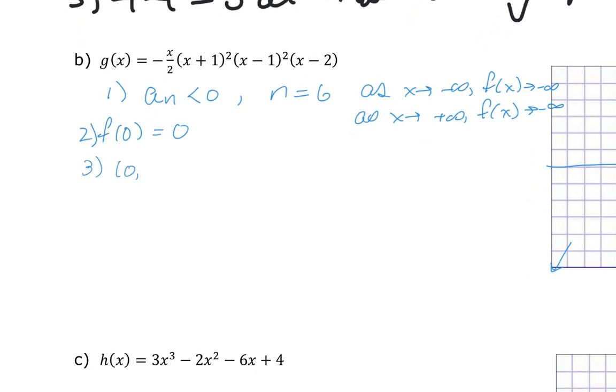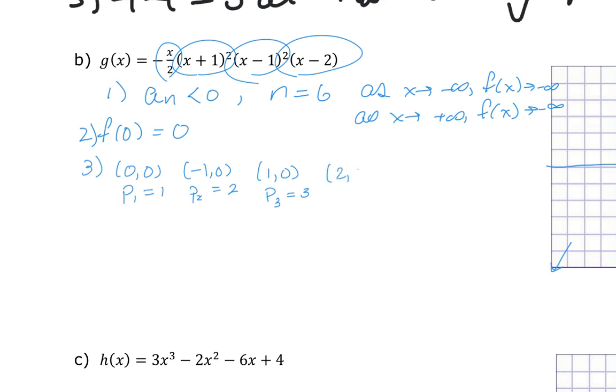The first one is going to give me 0, 0. My p sub 1 is 1. This one is going to give me negative 1, comma 0. My p sub 2 is going to be 2. This is going to give me 1, comma 0. My p sub 3 is equal to 3. And this last one is going to give me 2, comma 0, where my p sub 4 is equal to 1. This is a pass. This is a bounce. Oh, that shouldn't be 3. I said 3. No, it's 2 because of this being 2. So that tells me that's a bounce, and this one's a pass.